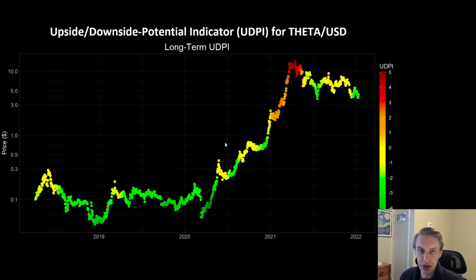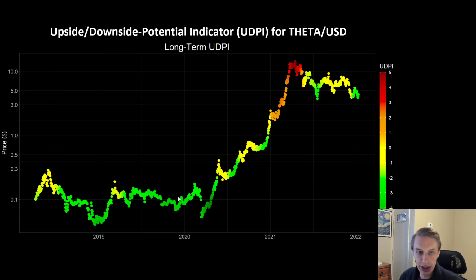So if you're returning to the channel, you're quite familiar with our risk indicators and these types of graphs, but in brief, what I'm showing you here is the price history of Theta over time with the price in logarithmic form. Each dot is a day, and each day is color-coded based on the output of our risk indicator, the upside downside potential indicator, or UDPI. Scores of 5 mean high risk, that's when the upside potential is quite low and downside potential is quite high, and -5 is low risk, that's when the upside potential is quite high and downside potential is quite low.